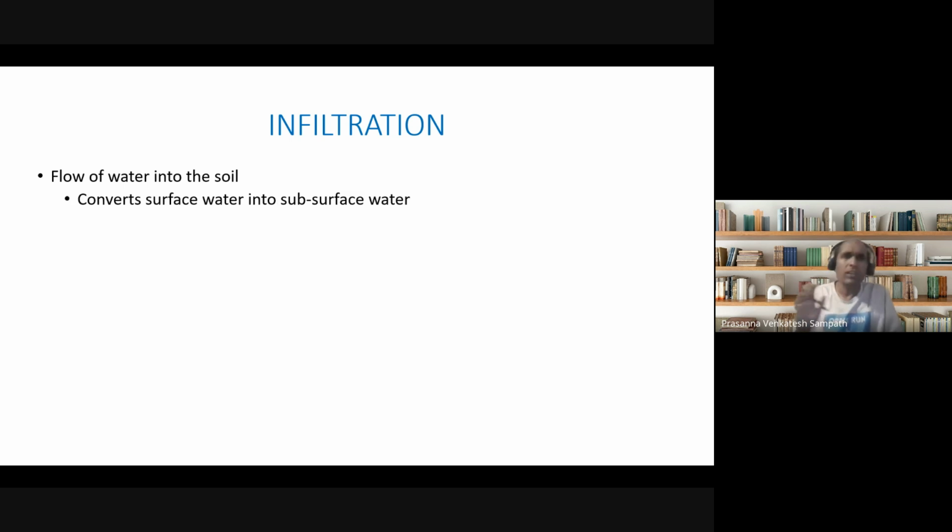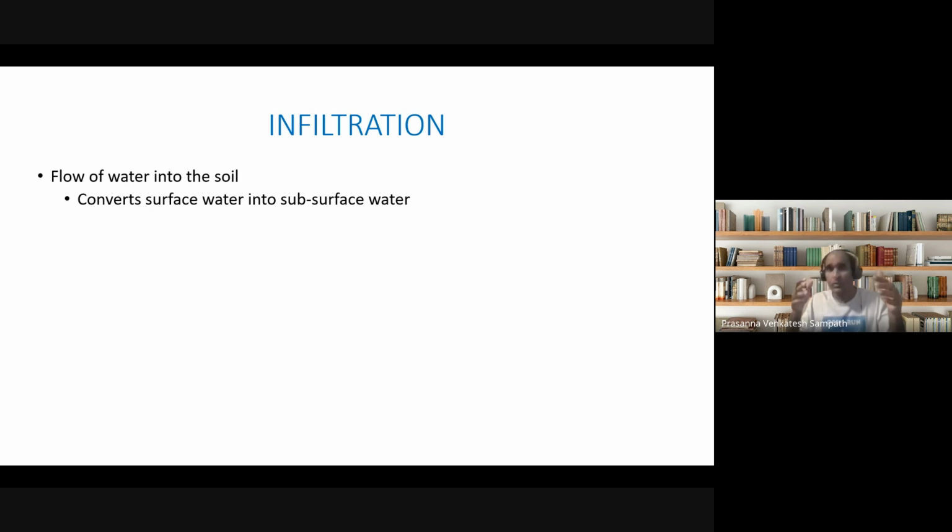Okay, so what it's doing, it's converting surface water that was above the surface of the land. When it falls, instantaneously it is above the land surface, but once it enters into the soil, it is no longer surface water, it has become subsurface water, right? So the word subsurface indicates that it is below the surface, right? Below land surface. When I say surface, I mean land surface.